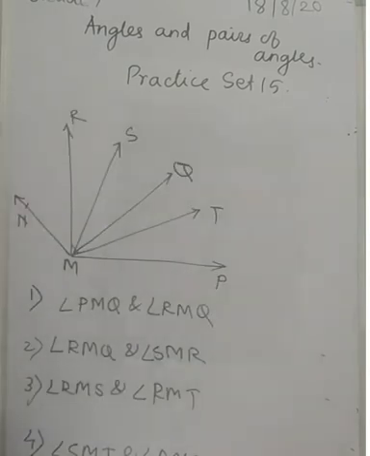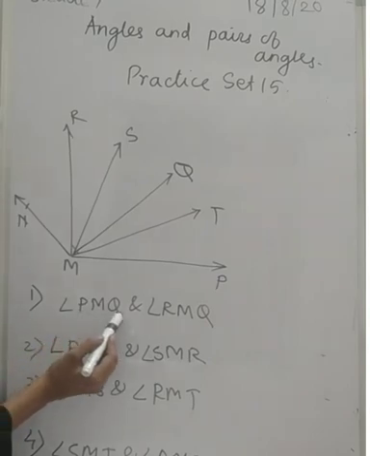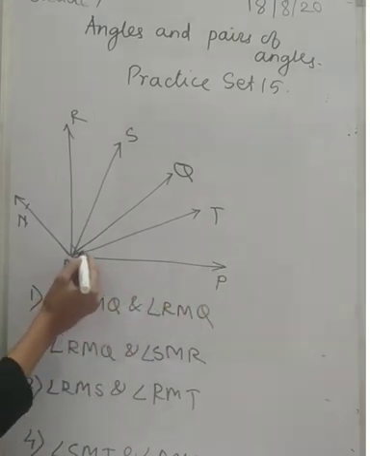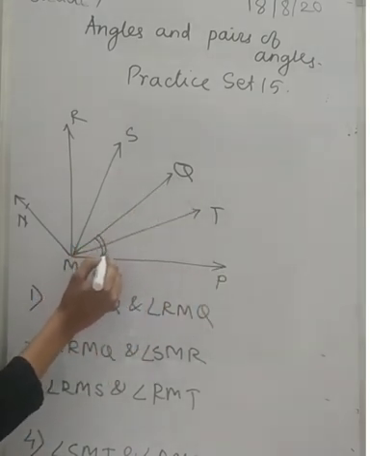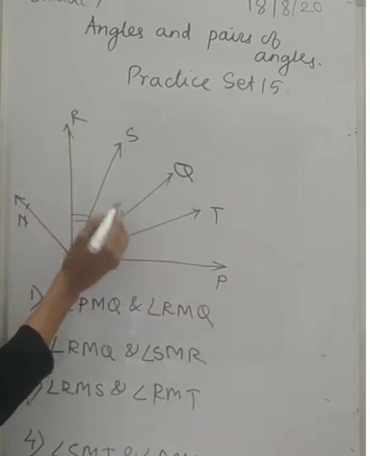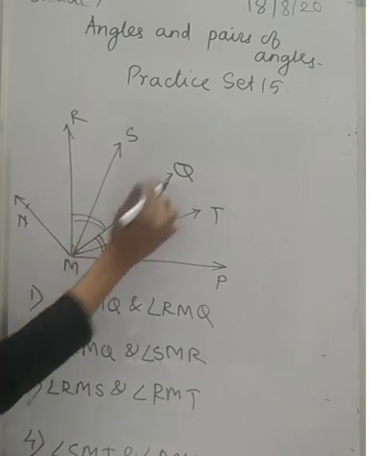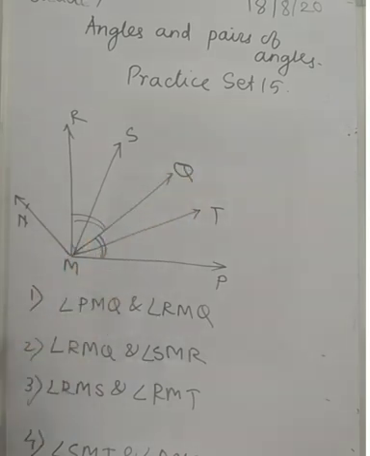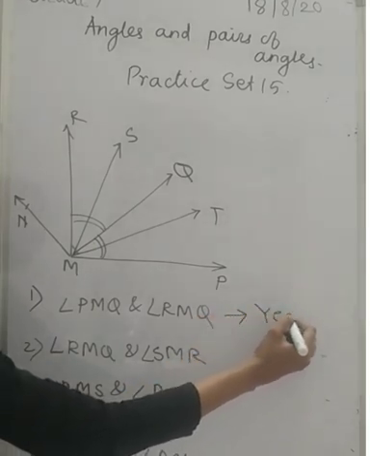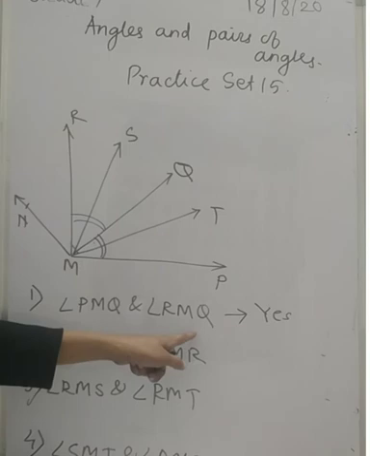And question number 3. The third question is this. There are 4 pairs given and you have to identify if the angles are adjacent or not. So angle PMQ and RMQ. Angle PMQ, that means this angle, and angle RMQ, that means this angle. These two angles have common side MQ and common vertex M. So yes, these are adjacent angles.